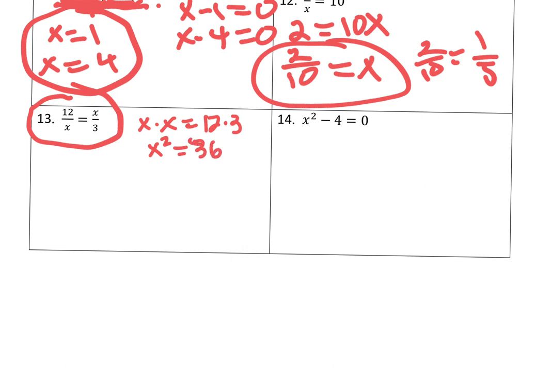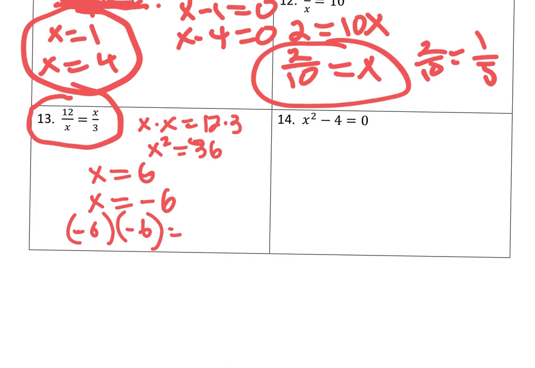So we need a number that when multiplied by itself is equal to 36. So we know that one of those numbers is the square root of 36, which is equal to 6. The other one, though, that we have to keep in mind is that x could also equal -6, since -6 times -6 is equal to 36. The negative times the negative gives us a positive, so we end up with positive 36. So these are our two solutions here.